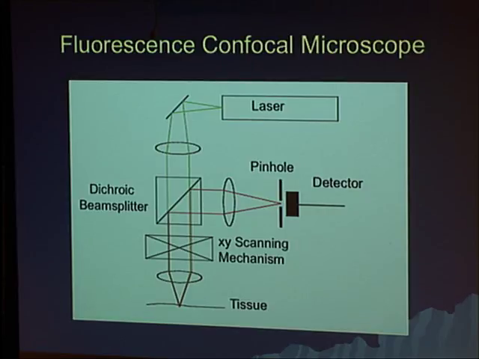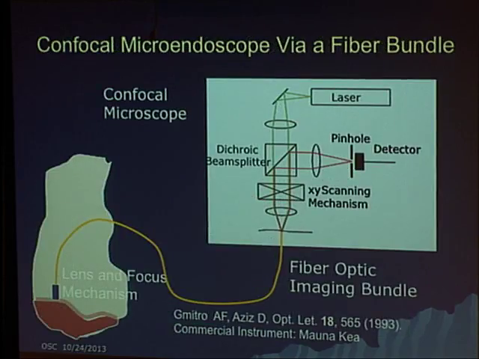So here's a fluorescence confocal microscope, a laser illumination of the tissue, some kind of XY scanning mechanism, usually galvo mirrors that scan the point across the sample. The fluorescent light comes back, is descanned off of a dichroic mirror that reflects the longer wavelength light to the pinhole aperture. You detect this, and as you scan, you build up a 2D image. Quite straightforward and useful and used all the time in basic biology.